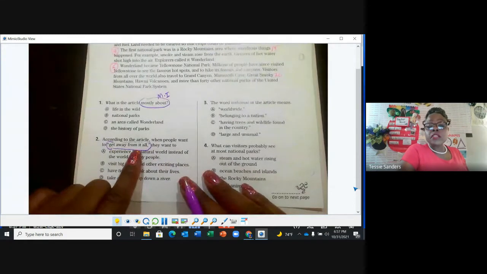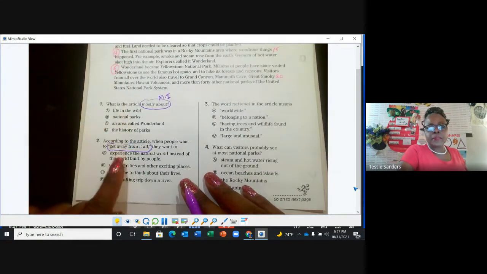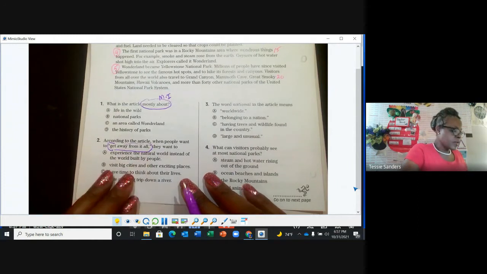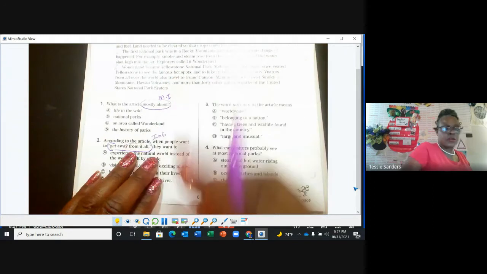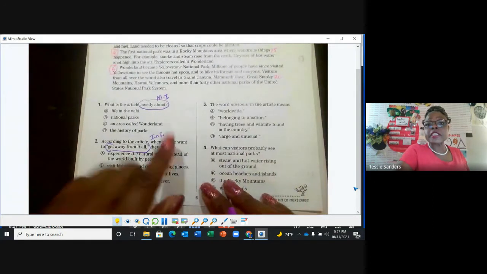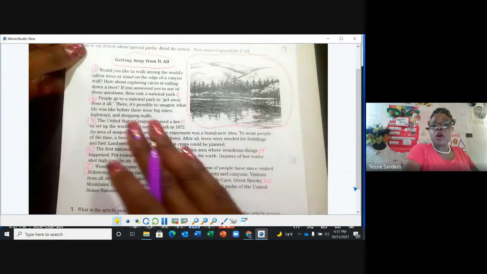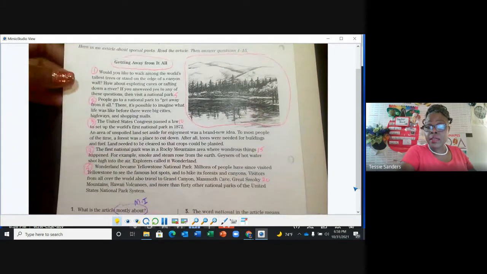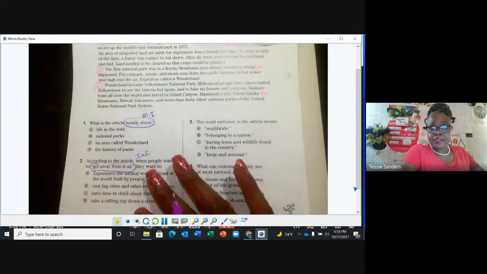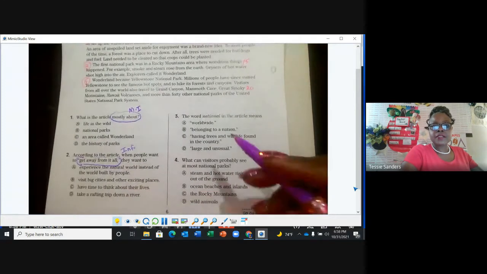Okay. You must go back into the text. Go back into the story. Look for this phrase, get away from it all. What does it mean? So this is an inference, capital I-N-F period. An inference is a guess. It's a logical guess based upon the information presented in the text. So again, an inference is a logical guess based upon the information in the text.